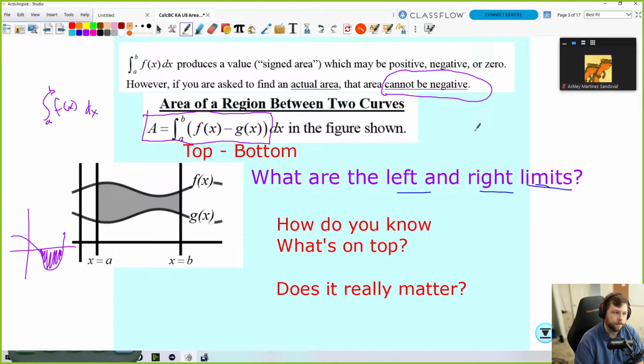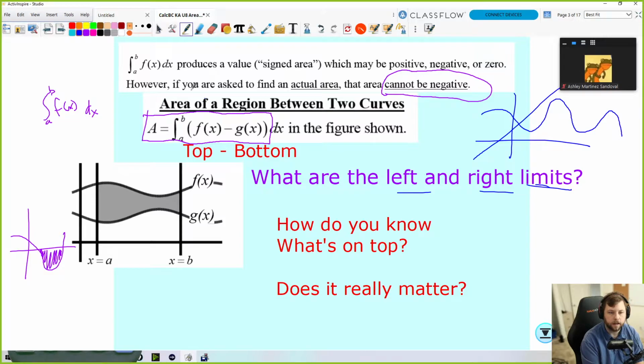What if I draw two curves? What if I drew this? This is one curve and this is another curve. And I said, hey, one of these functions is sine of x or something. And one of these functions is like 3x plus 1. And I want you to find the integral from a to b right here. But I might not tell you which one's on top and bottom.